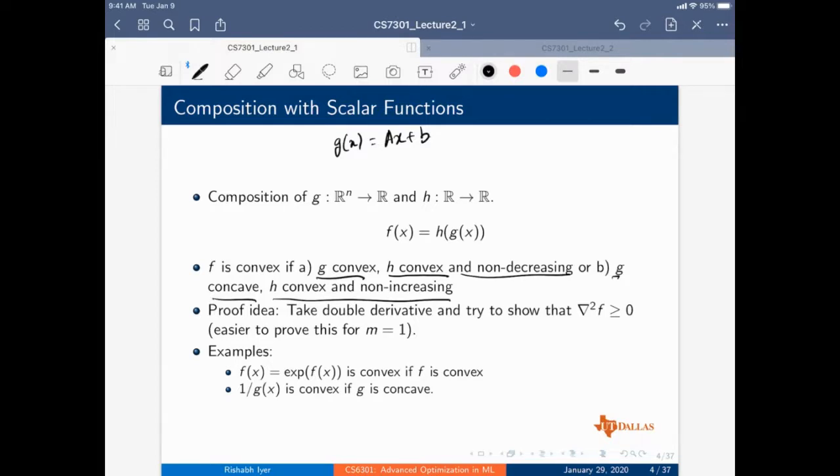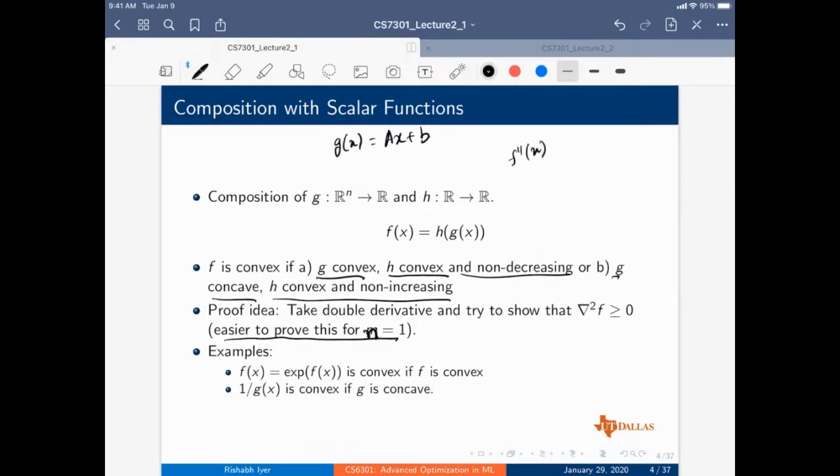So in fact, it's easier to just prove this in the m equal to one case, the one-dimensional case, where G itself is actually, so this should be n equal to one. Sorry about that. So where G itself is a one-dimensional function, right? And you can expand upon the fact that G is either convex and H is convex and non-decreasing, or G is concave and H is convex and non-decreasing, and basically use these two to use a chain rule to find out the double derivative of f prime of x.